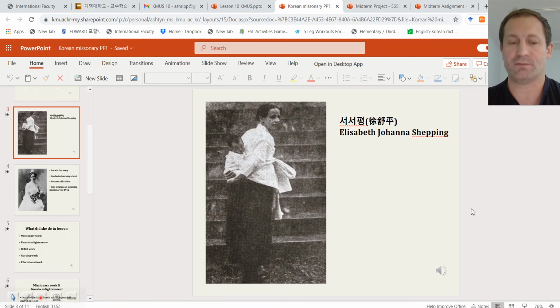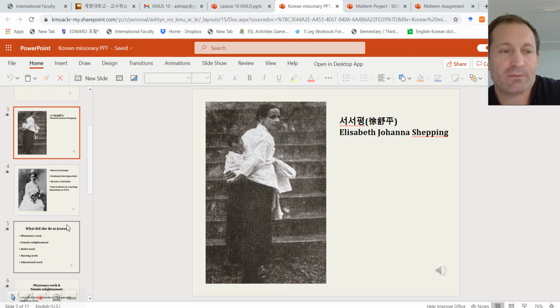Yeah, another great missionary. So let's jump to this one. We're gonna learn about Elizabeth Johanna Shepping, a female medical missionary. So let's learn about her life.